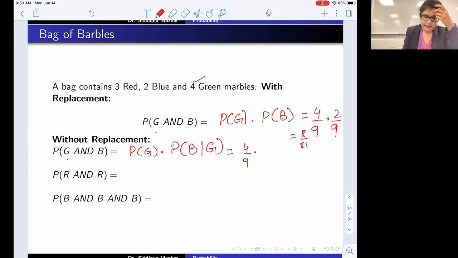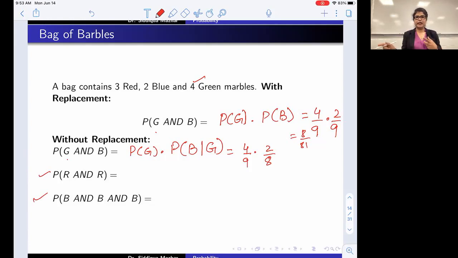In the second experiment, if you are looking for the probability of finding blue, how much will this be? How many blues am I having? 2 by 8, because that green marble I did not put back into my bag. So this is how you look for it. The second one you can do easily. Let's go for the third one, which is interesting, because you are doing 3 experiments altogether.